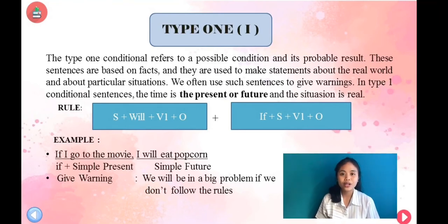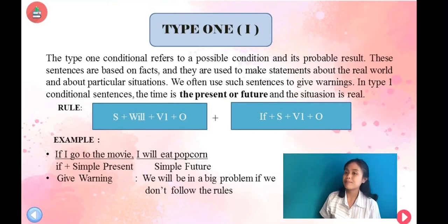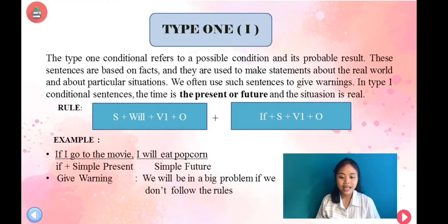For the first example: if I go to the movie, I will eat popcorn. So if I go to the movie is the if clause using if plus simple present, and I will eat popcorn is the main clause that uses simple future. To give a warning, we can use a sentence like: we will be in big trouble if we don't follow the rules. And now let's move on to the third type.